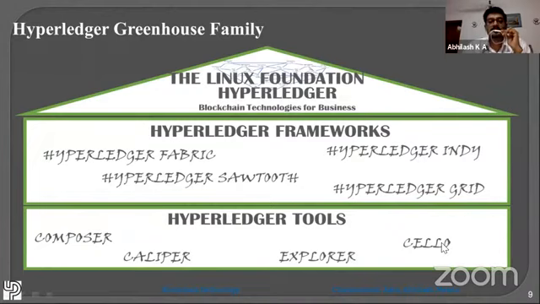Grid is the same blockchain, but they have added some data models which are relevant to the supply chain industry. People like Maersk and other supply chain players are fond of Grid. They are planning to pick up Grid and use it for one of their solutions.